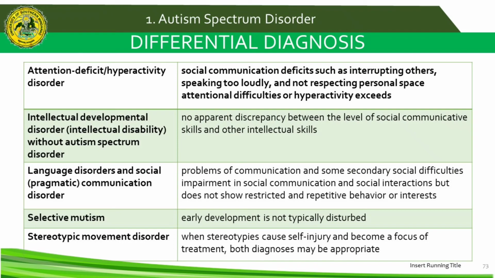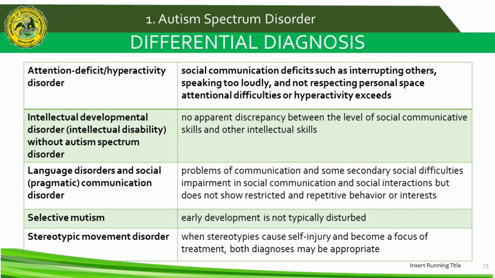For the language disorders, social pragmatic communication disorder. When an individual shows impairment in social communication and social interactions but does not show restricted and repetitive behavior or interests, criteria for social pragmatic communication disorder instead of autism spectrum disorder may be met.